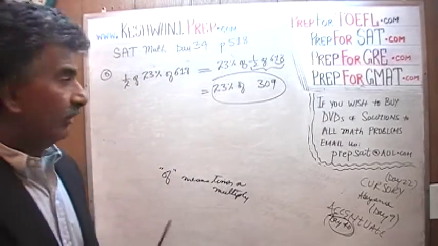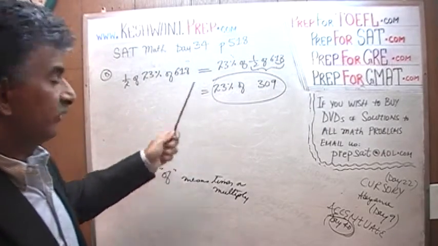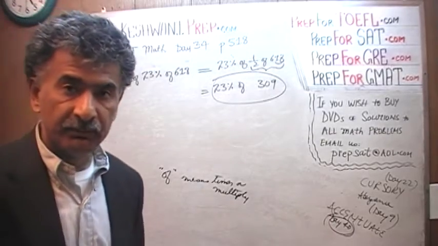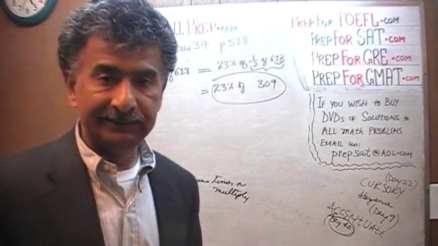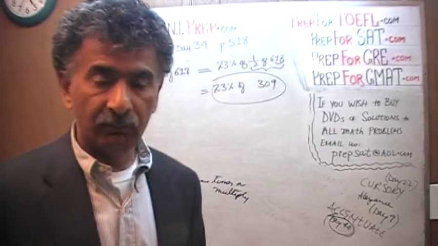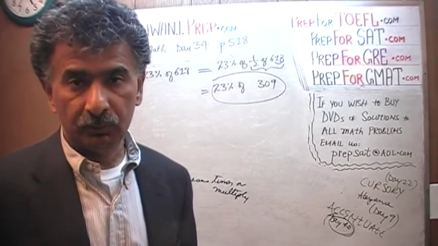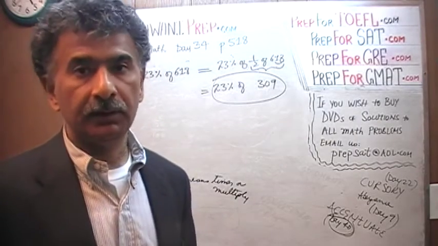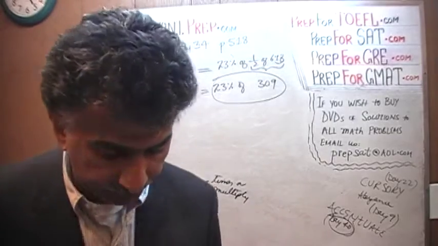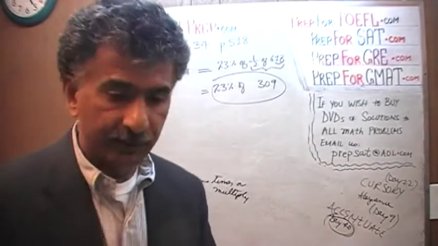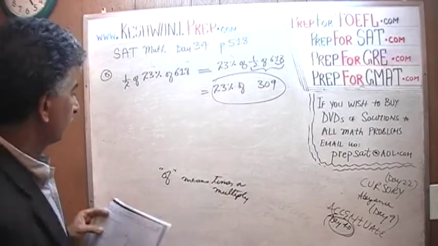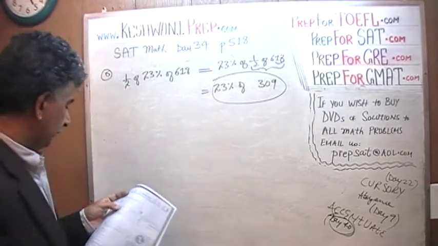The question was, what is the equivalent of half of 23% of 618? Half of 23% of 618 is the same as 23% of half of 618, or 23% of 309. Right there. The answer is A. Let's do the next one. Number 14.